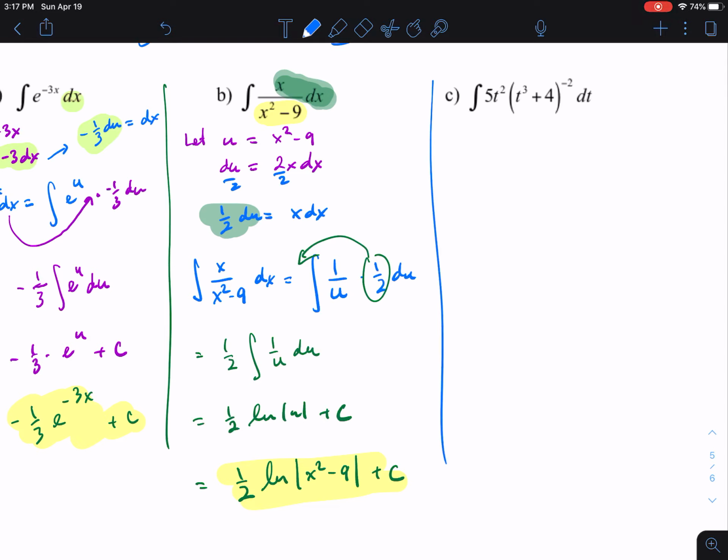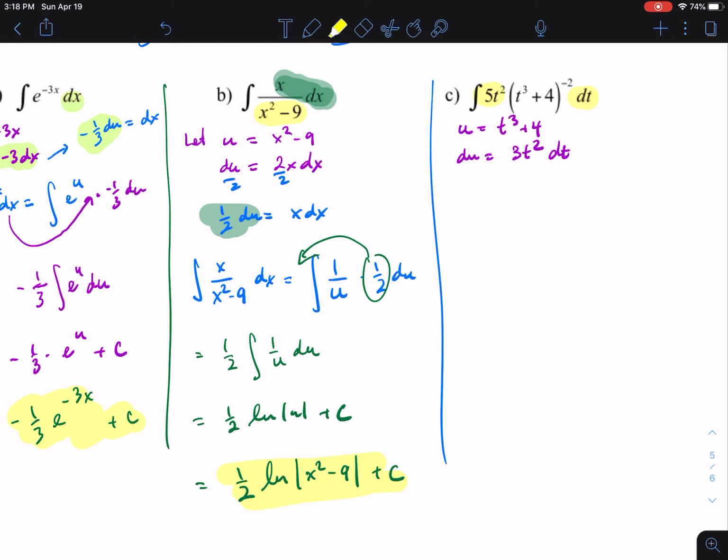Let's see. So I'm looking at this here, 5t squared times t to the third plus 4 raised to the negative 2 power. So I'm going to look at this as the inside function that I'm going to let u equal to, this t to the third plus 4. So differential u is going to be 3t squared dt, right? So notice that we have 5t squared dt, okay? But we have 3t squared dt.